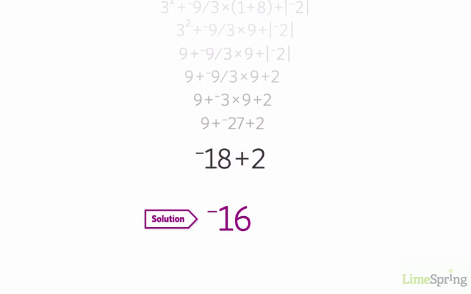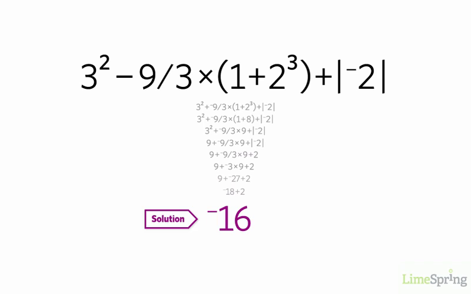So the simplified form of the expression, 3 squared minus 9 divided by 3 times the quantity of 1 plus 2 cubed plus the absolute value of -2 is -16. Nice! Notice how difficult this problem looked at the start, but all we did to simplify it was go through our rules one step at a time.